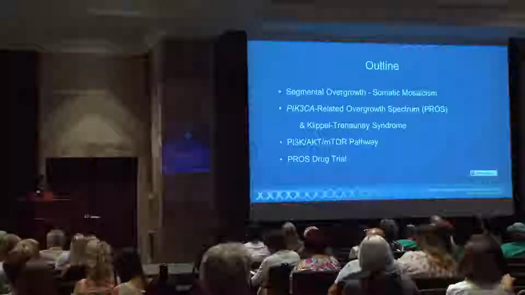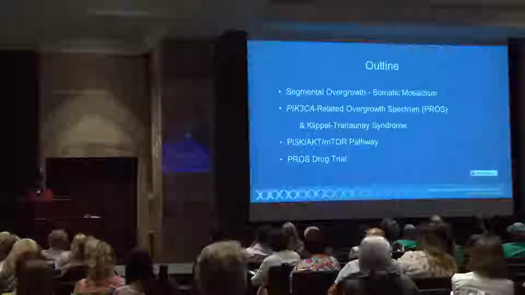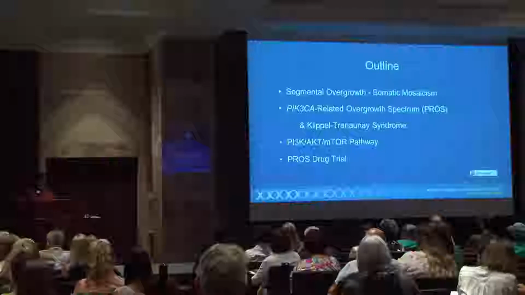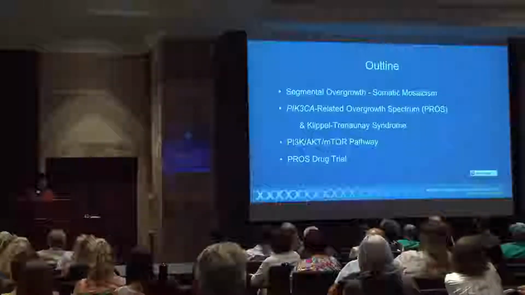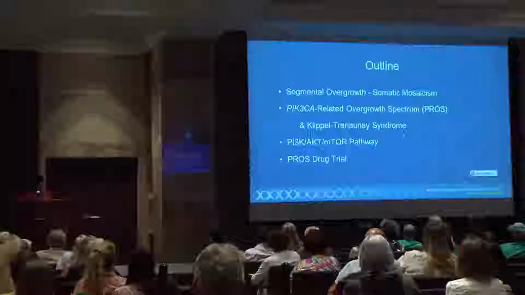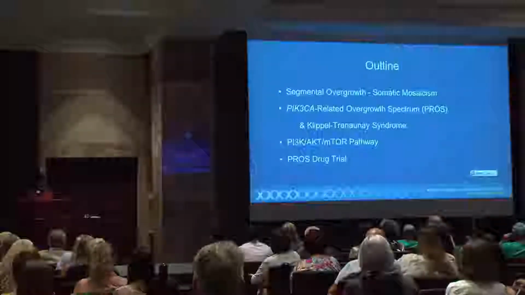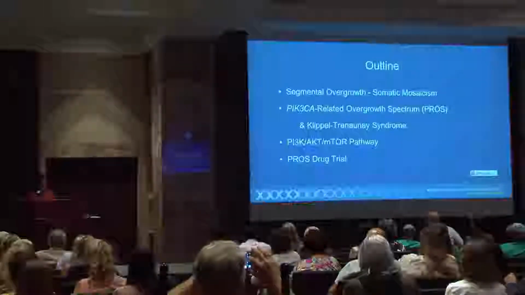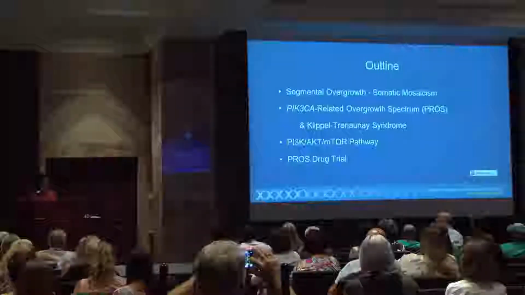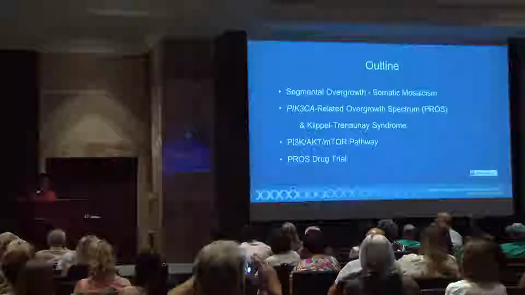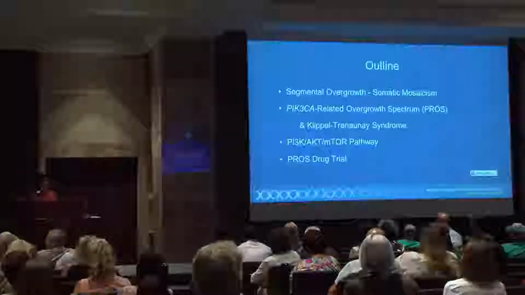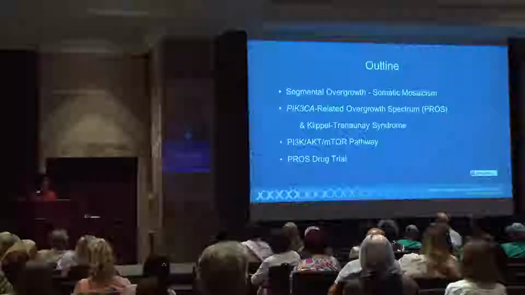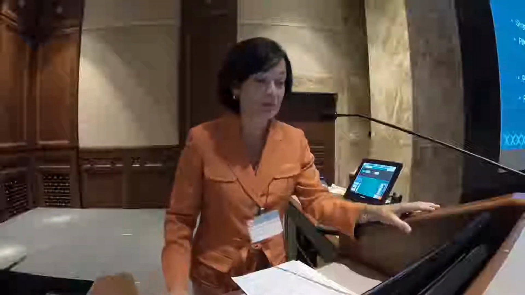In my talk today, I'd like to describe what we mean by the term segmental overgrowth or mosaic disorders and the underlying cause, which is somatic mosaicism. Then I'll describe the group of disorders which we call PIK3CA related overgrowth spectrum, or PROS from now on, just because it's less of a mouthful, and how Klippel-Trenaunay syndrome fits into this condition. The role of the PI3K, AKT, mTOR gene pathway, and then I'll finish up by describing some of the results of our recently completed drug trial for these groups of disorders.